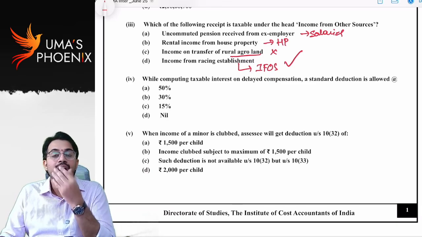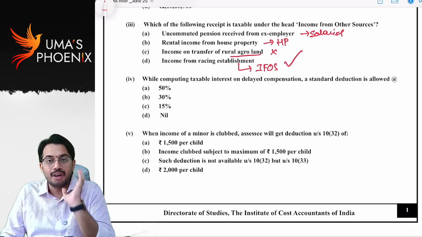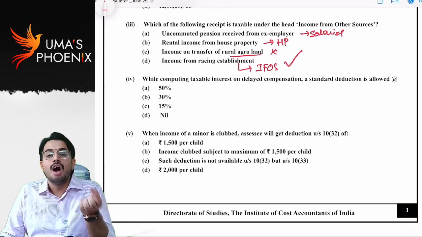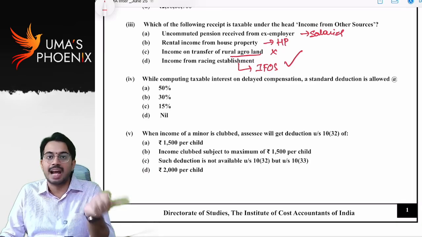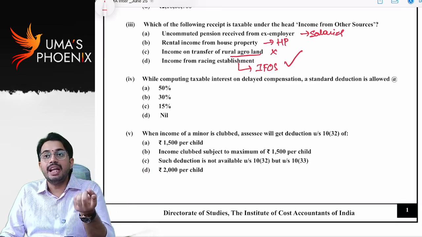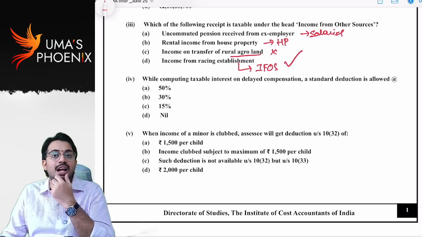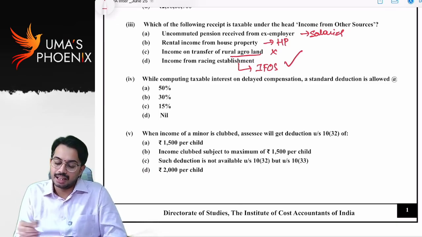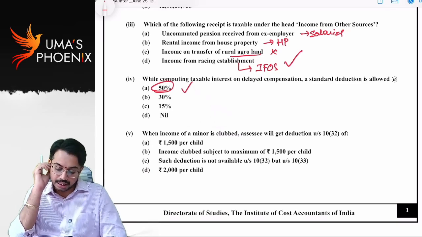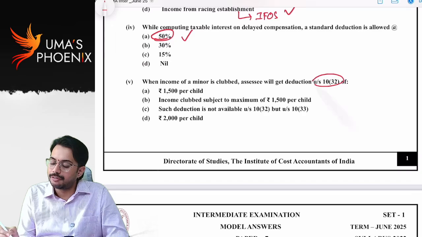We have studied that if any compensation is received from government for compulsory acquisition, that compensation is taxable as full value of consideration under capital gains. If any interest is received on compensation, it is taxable under other sources. Total interest is not taxable; 50% deduction is allowed and the balance 50% is taxable. So the answer is 50%. When income of a minor child is clubbed, the parent will get a deduction under section 10(32).